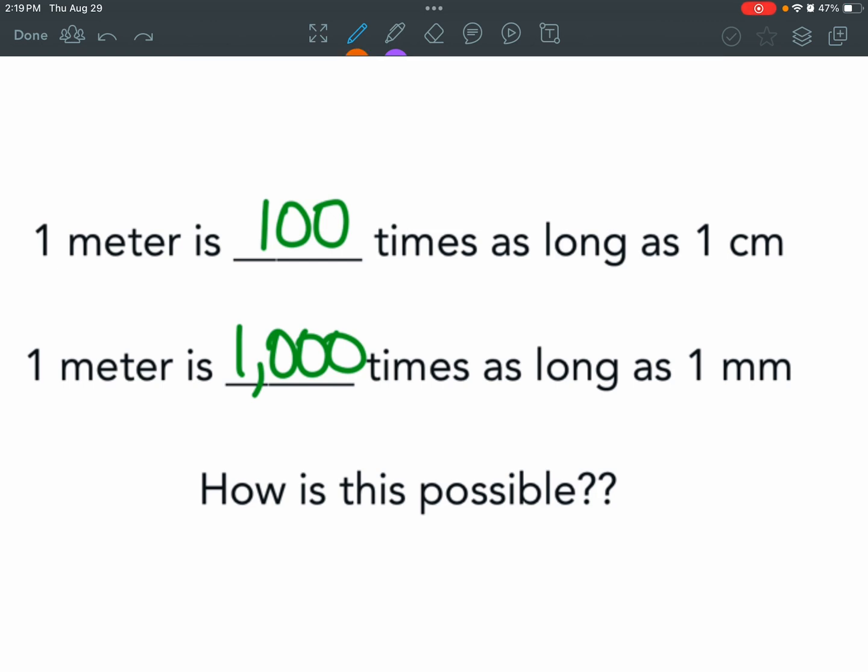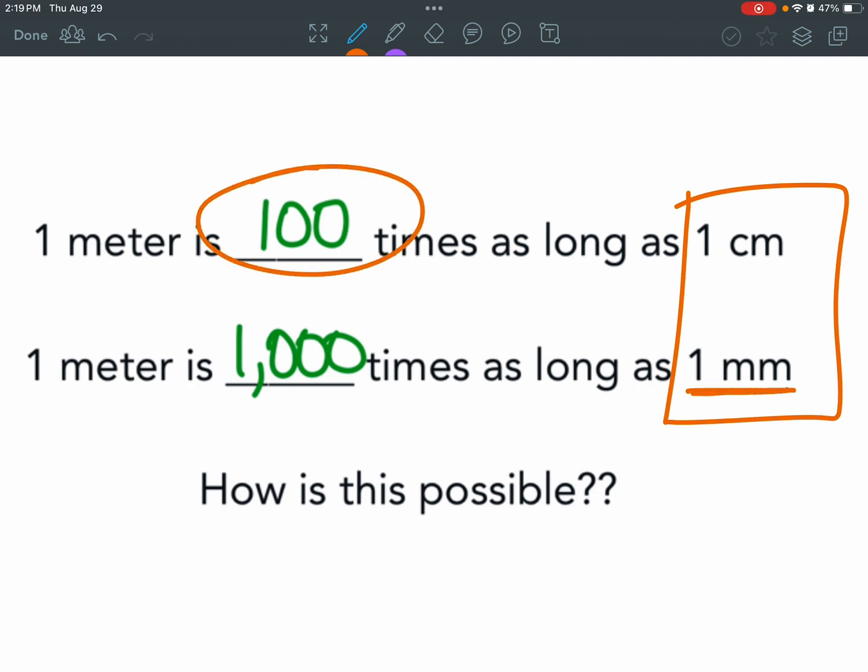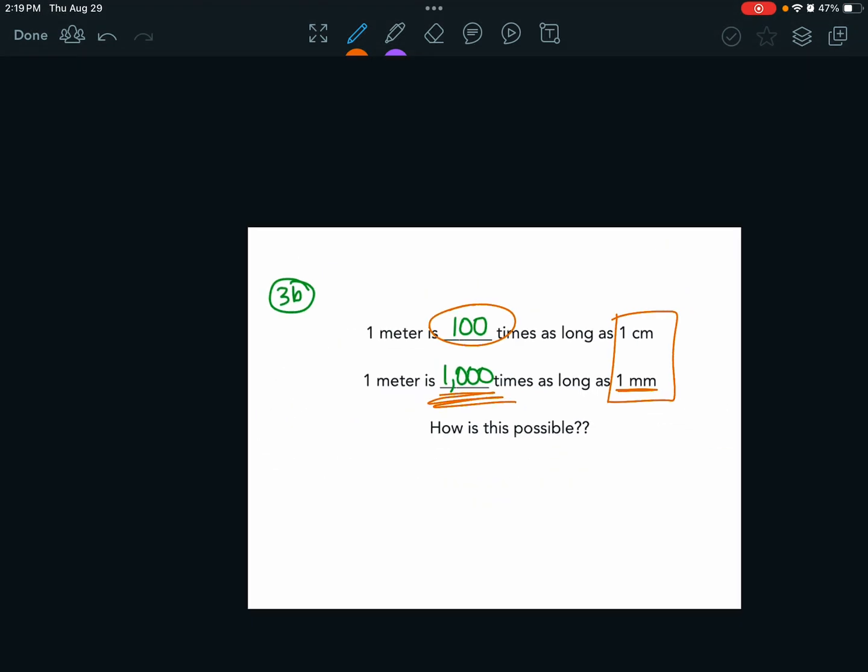Well, my students were really good at catching this one. It's this right here. There are 10 millimeters in a centimeter, so a centimeter is 10 times bigger. So it's going to take up more space. These little guys are super tiny, so they're going to take up less space. So there's going to be more of those inside of a meter.